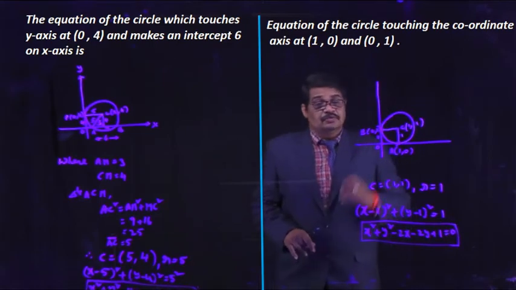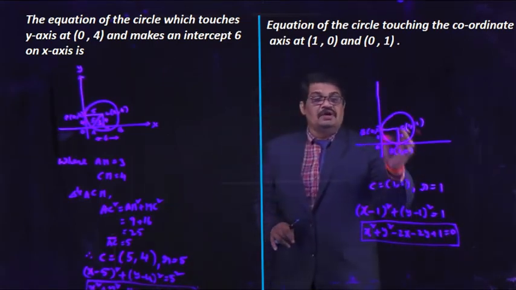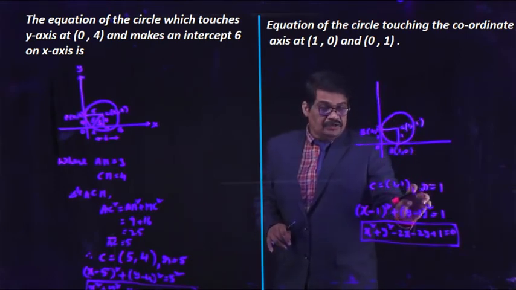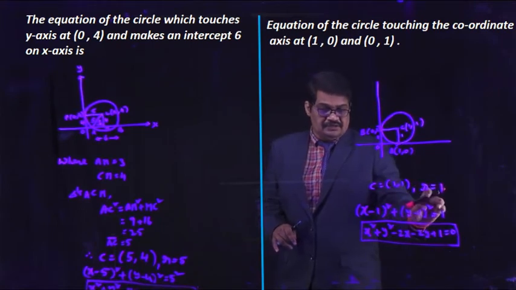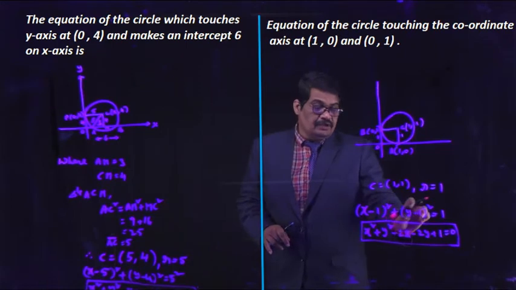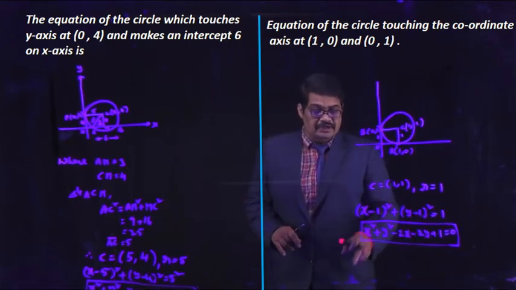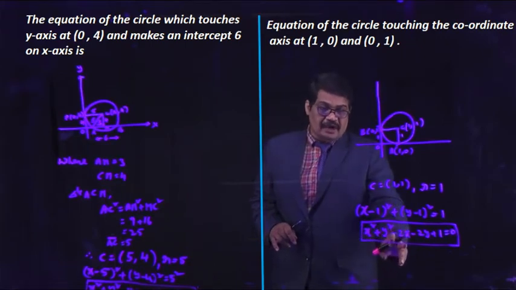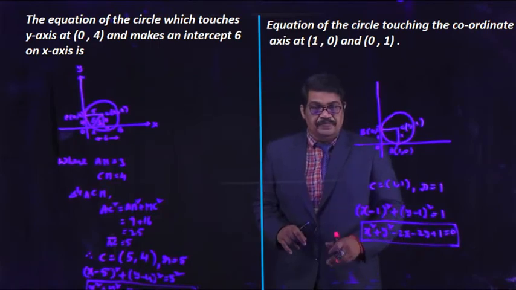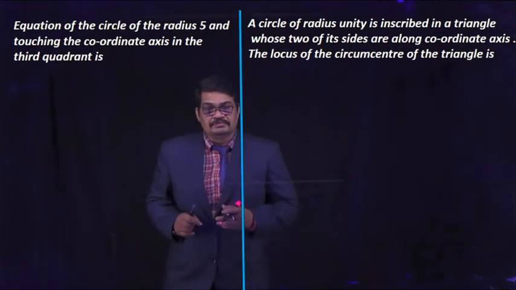That circle touches both the coordinate axis at the points (1, 0) and (0, 1). We are obtaining center is (1, 1) and also radius is 1. Center and radius of the circle (x minus x1) whole square plus (y minus y1) whole square is equal to r square. From that we are getting the required circle, that is x square plus y square minus 2x minus 2y plus 1 is equal to 0. Okay, see the next problem.